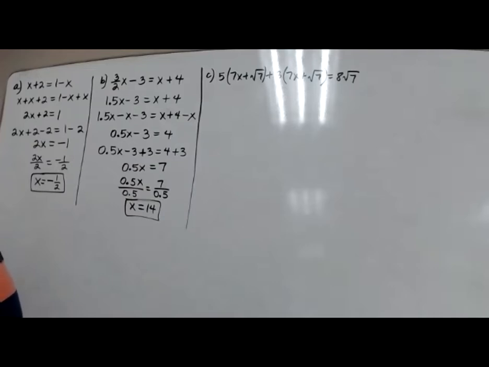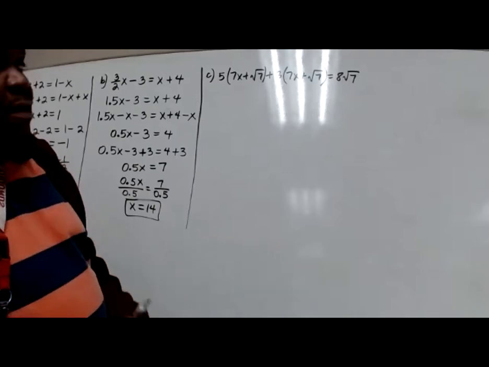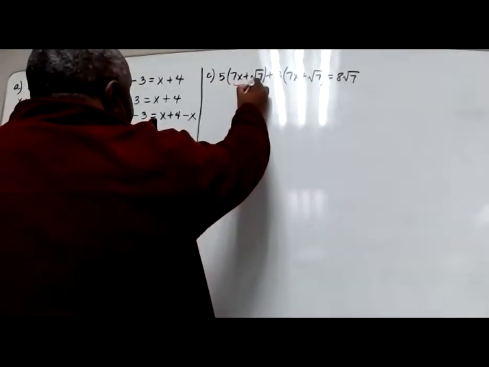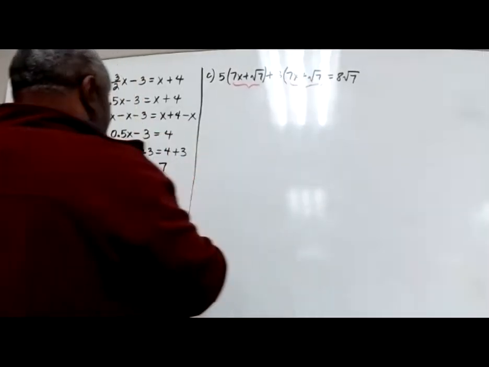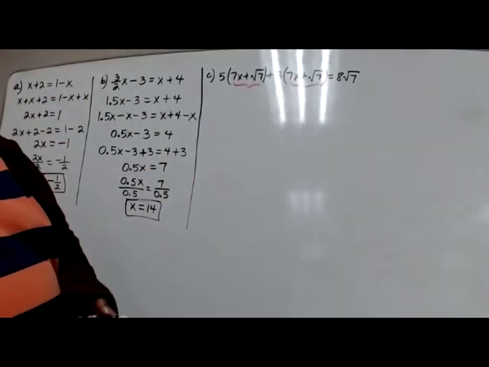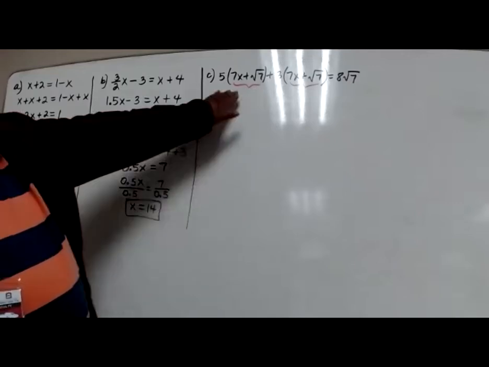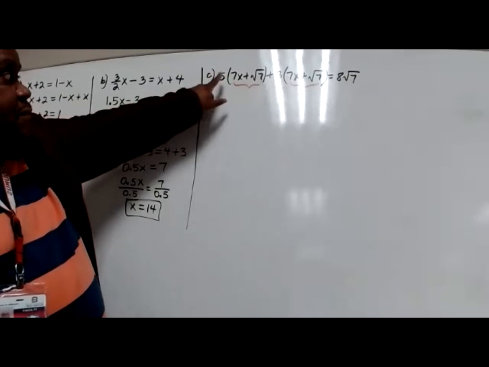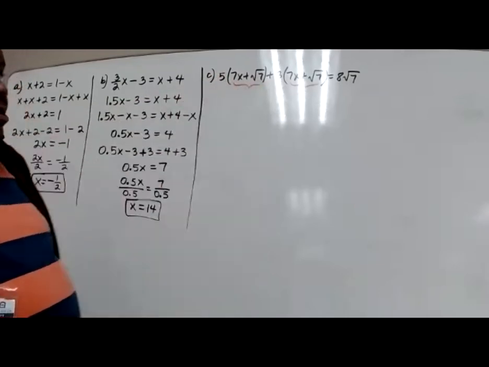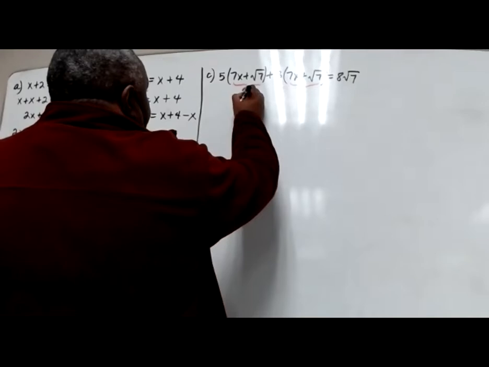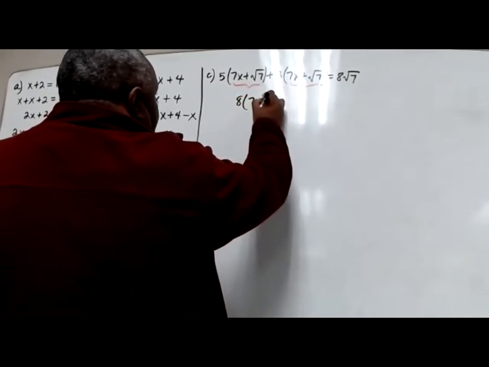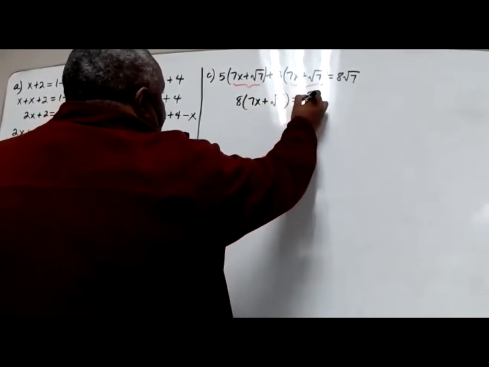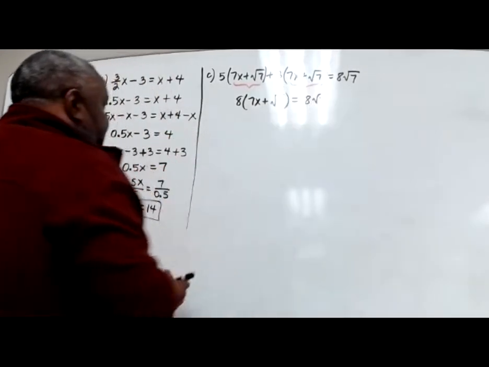Now, again, there was an example that I did earlier, and I gave a couple of ways of doing it. If you look at this 7x plus square root of 7, and that 7x plus square root of 7, those are like terms. They're alike in all kinds of ways. So I can add these numbers in front. 5 and 3 is how much? 8. So this would be 8 multiplied by 7x plus the square root of 7, and that's equal to 8 square root of 7.